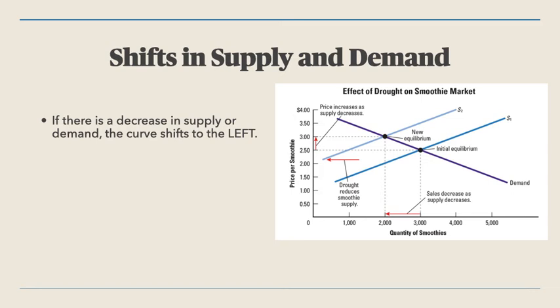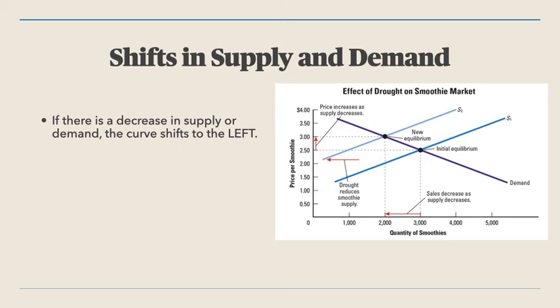So in this case, the blue supply line has shifted left back towards the y-axis, and it has created a new equilibrium point. So the price has gone up, but the quantity supplied has gone down. Right? Now to reach equilibrium, the price needs to be at $3, but you're not going to sell as many.